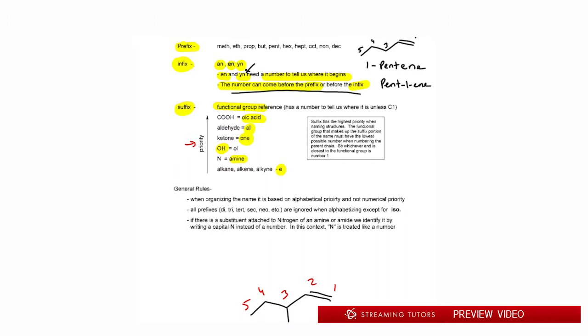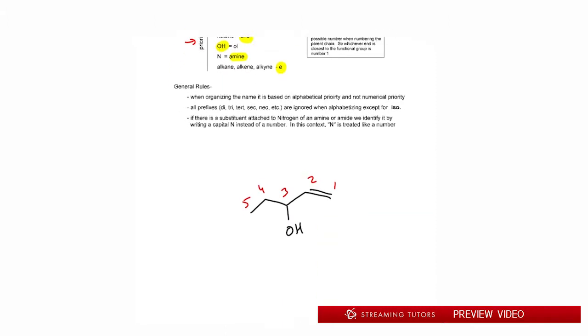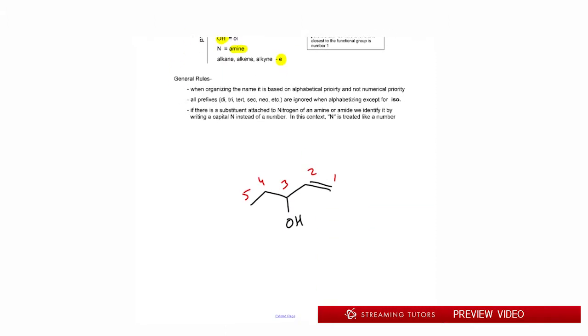So an alkene is not a higher priority than an OH. An alcohol has priority. What does that mean? That means that even if the alkene's on the end, the OH must win. It has to be the lower number. That's what it means. But in this example, it didn't matter because the OH is number 3 no matter which way we number it. In that case, we might as well get the alkene on the end.